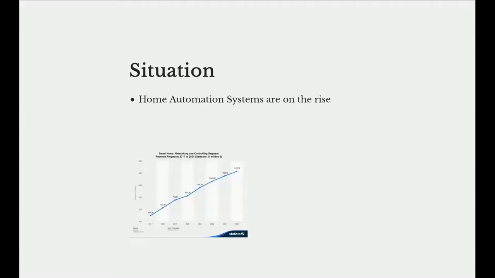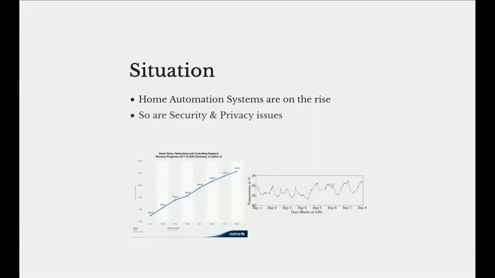The problem with this is that many of those systems are built to be as cheap as possible, and of course, with this come a lot of security and privacy issues. There have been headlines where home automation systems have been so insecure that burglars could misuse them to gain access to the houses and so on. Previous research has also shown that these systems often introduce severe privacy issues.